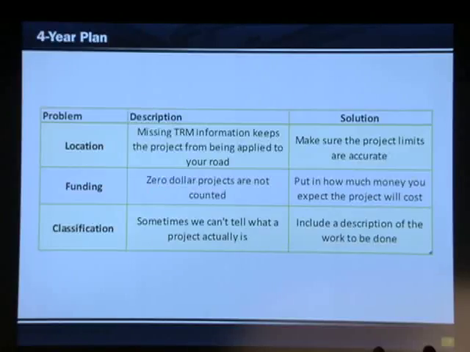Second is funding. If you have $0 assigned to a project, it's not going to have any effect on your road. Similarly, if you have more funds allocated to a project than you have available, it's a pretty good indicator that there's something wrong. And finally, there's the classification of the project. Sometimes we just can't tell what the intent is from the descriptions given in either DCIS or Compass. Most projects are easily classifiable into one of the categories that I mentioned previously, but sometimes they're not.